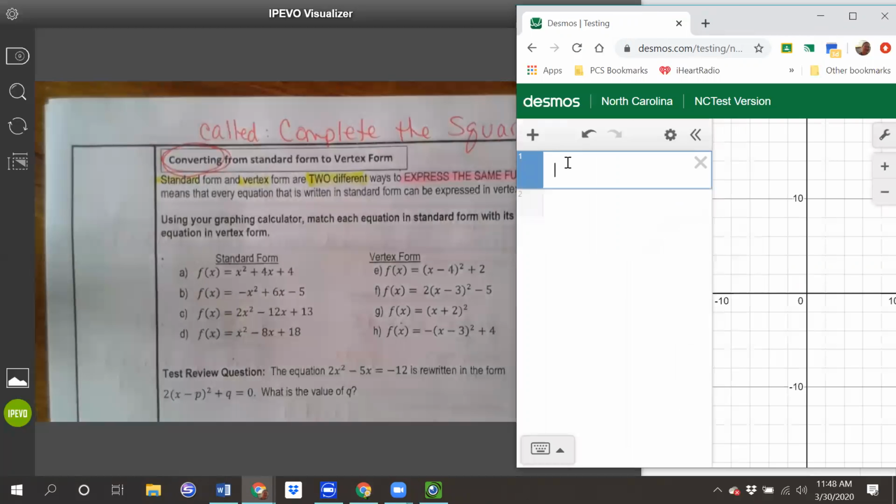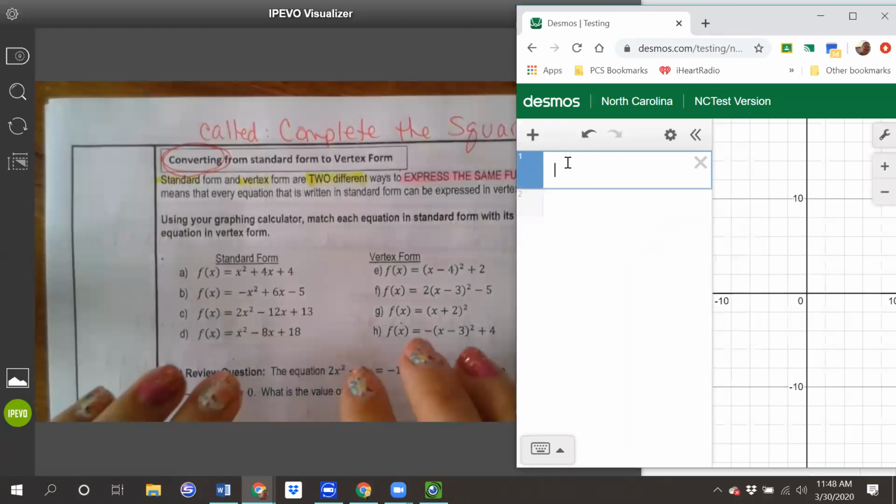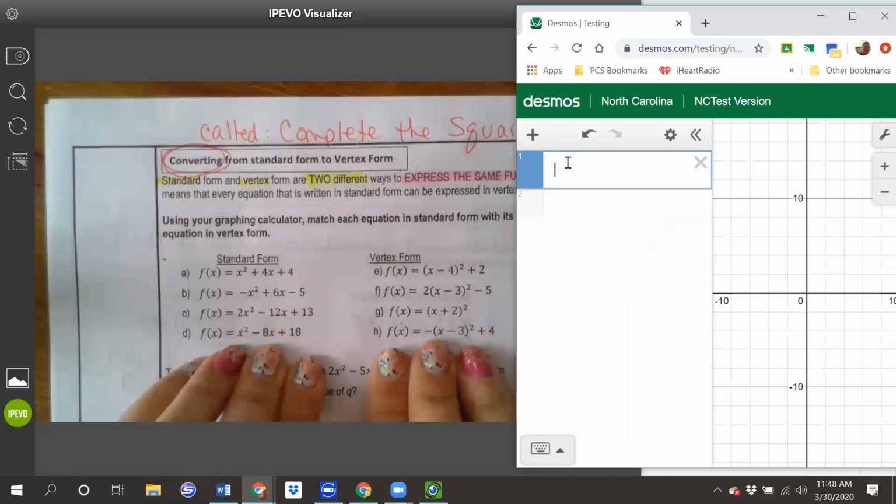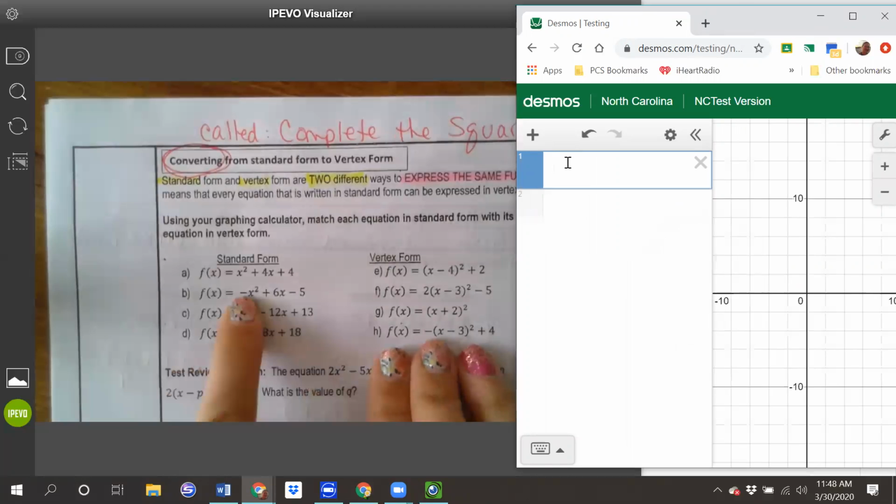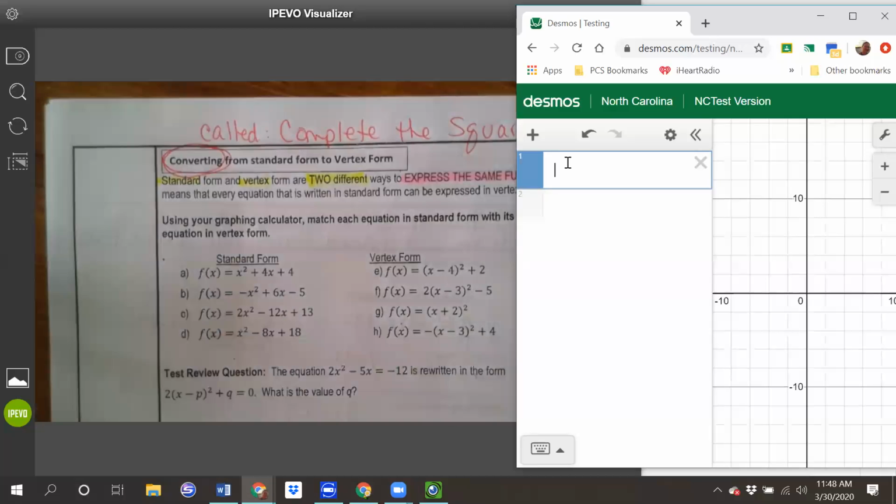Okay, so looking at my matching, don't you feel like B should match up with H? Because this is the only frown, right? And this is the only frown. So I'm thinking that B and H should be the exact same equations. I'm not going to write them as f of x. I'm just going to use y equals. It's easier to type in.